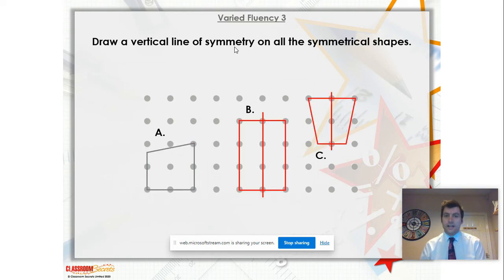Let's see how you've done. So for B, we've dissected that rectangle, and for C, that trapezium has been dissected down the middle, so cut in half. Lovely job, well done.